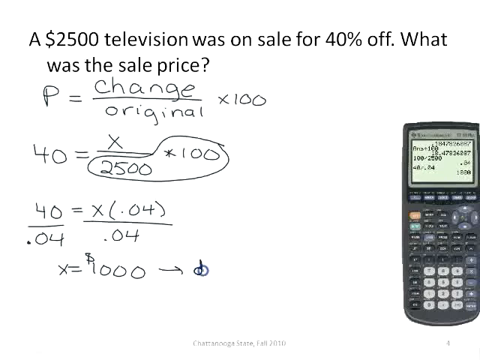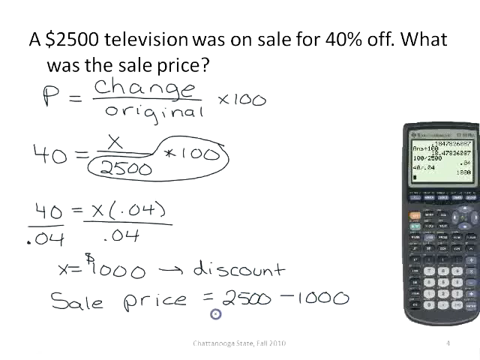We would call that the amount of the discount. That television has been discounted $1,000. So our sale price would be the original price, $2,500, minus the discount. So that television would be on sale for $1,500.